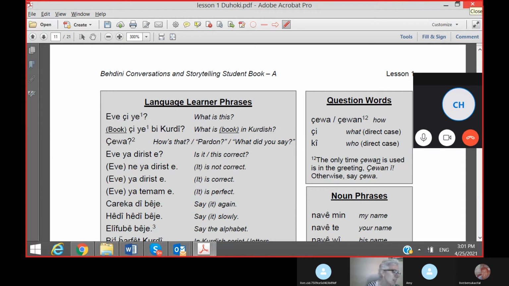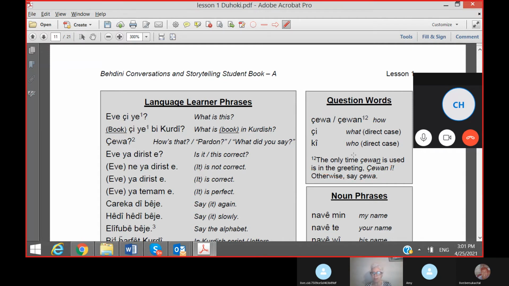On the next page, we're on page 7. You have more of these phrases. You have your question words. You want to learn these question words. This will help you as you're listening to people to know not only how to pronounce your words, but how to ask questions. It's really important to ask questions.